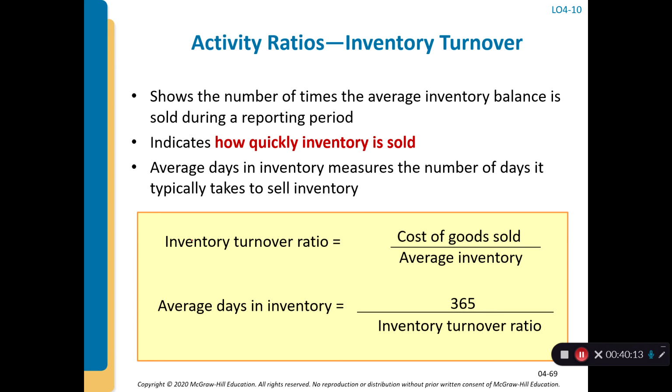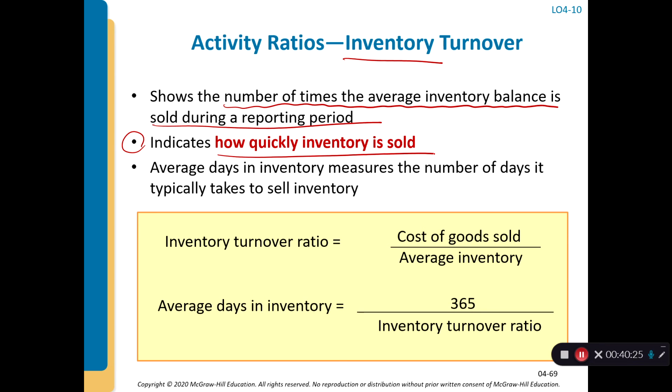And in terms of inventory turnover ratio, it shows the number of times the average inventory balance is sold during the period, right? And also it indicates how quickly inventory is sold. Basically, to calculate the ratio, you use the cost of goods sold divided by average inventory. If you want to calculate how many days inventory is in the warehouse, you use 365 days divided by the inventory turnover ratio.